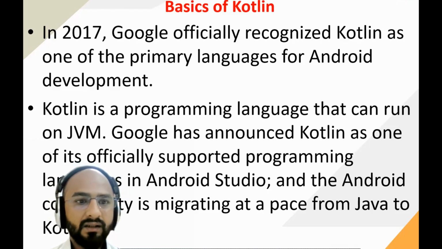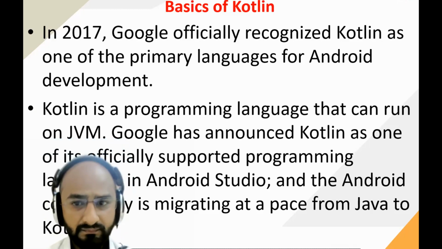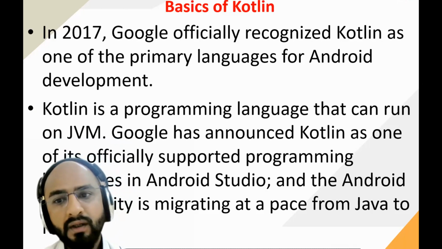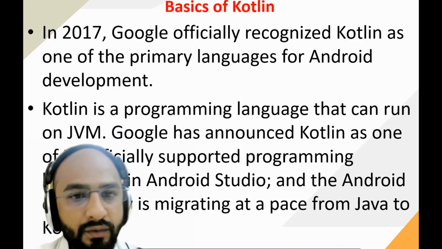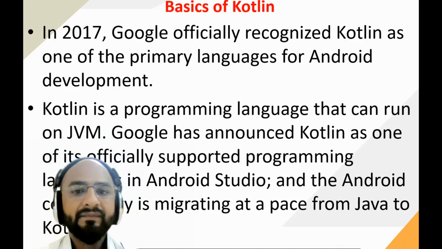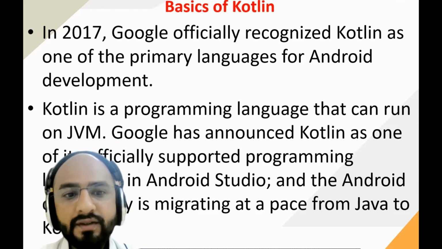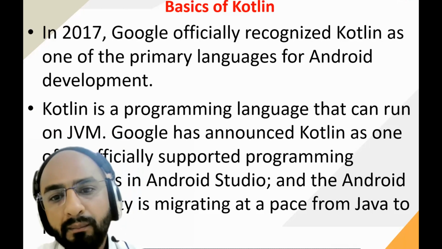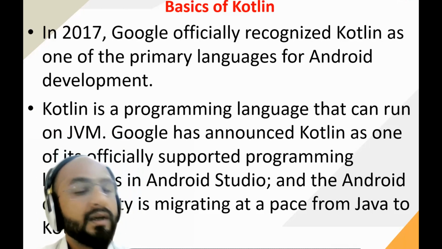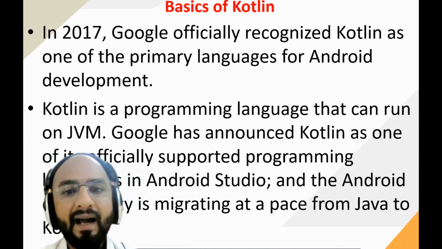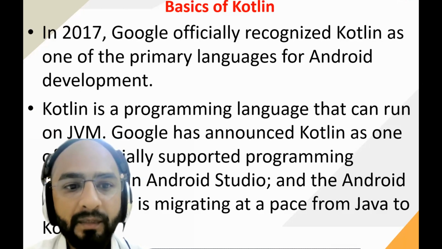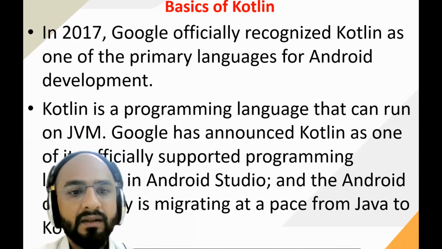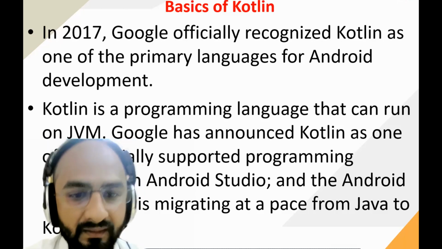So we can say that in 2017, Google officially recognized Kotlin as one of the primary languages for Android development. It was officially announced in 2017 that Kotlin is an official language for Android development. Before that, Java was the official language for Android development.